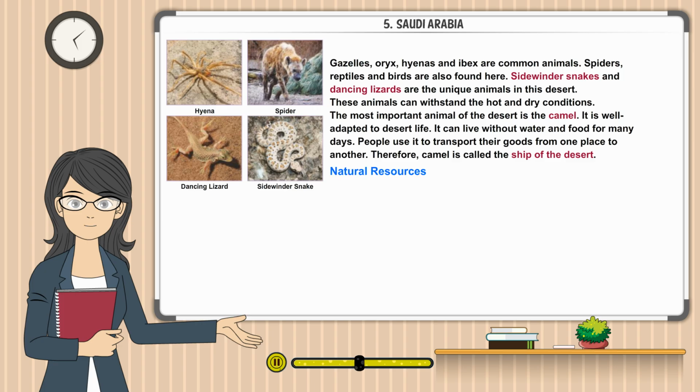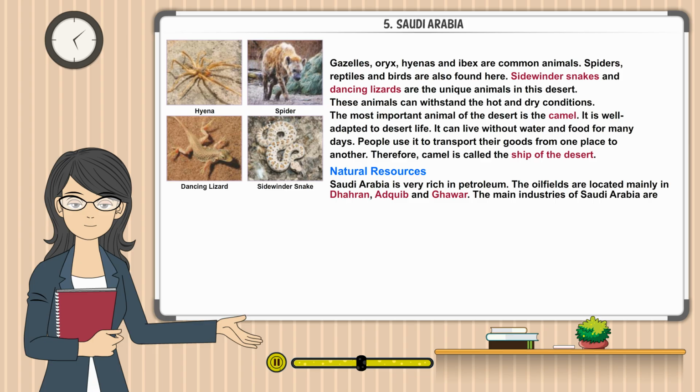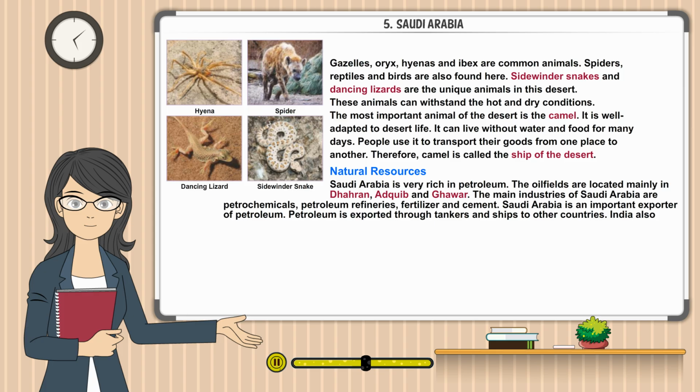Natural resources. Saudi Arabia is very rich in petroleum. The oil fields are located mainly in Dhahran, Abqaiq, and Ghawar. The main industries of Saudi Arabia are petrochemicals, petroleum refineries, fertilizer, and cement. Saudi Arabia is an important exporter of petroleum. Petroleum is exported through tankers and ships to other countries. India also imports a large amount of petroleum from Saudi Arabia.